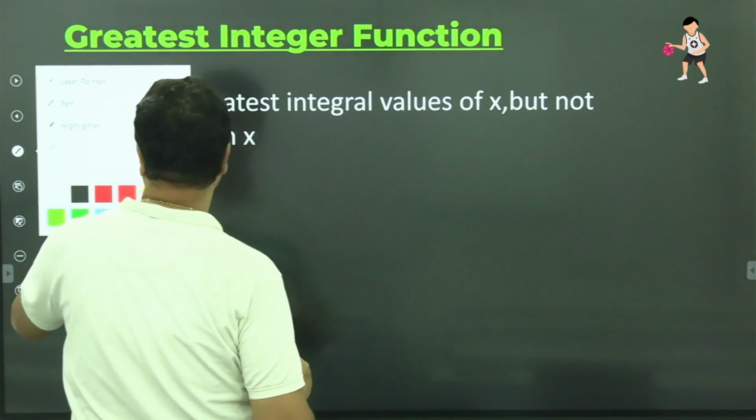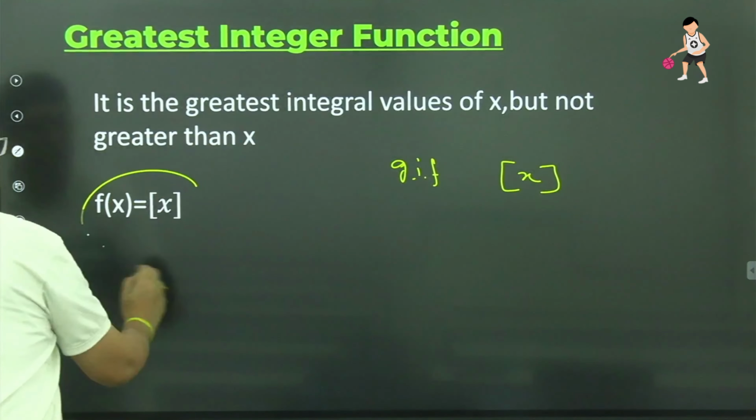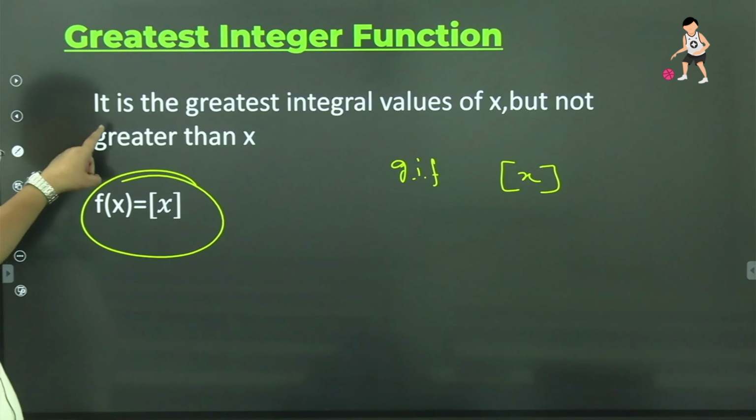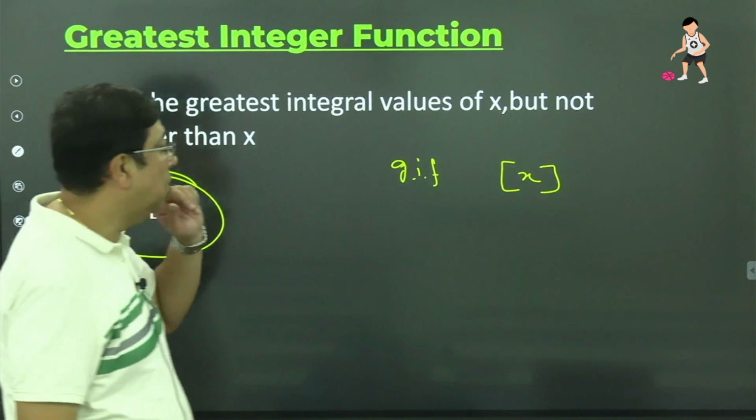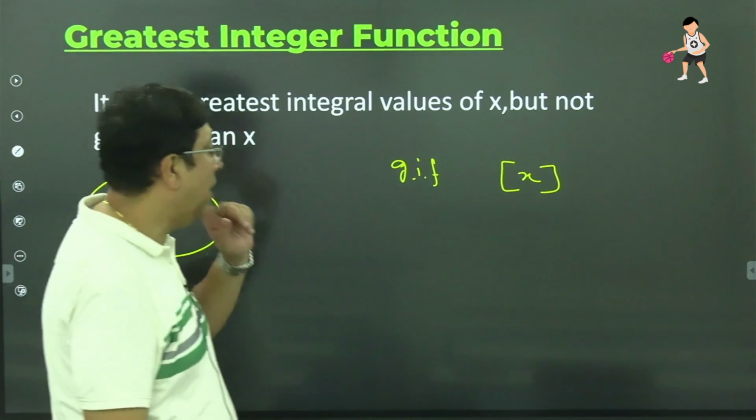The notation is the box function. Somebody is telling it the gallery function, so it has a lot of names. So what is the thing? It is the greatest integral value of x. So the notation is this, everybody. The definition is: it is the greatest integral value of x but not greater than x.